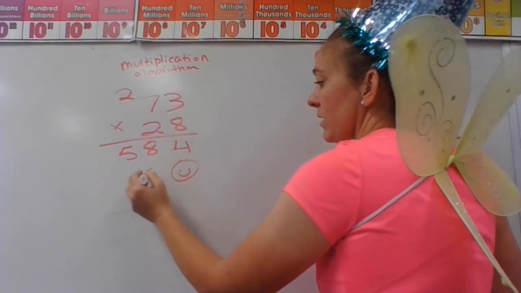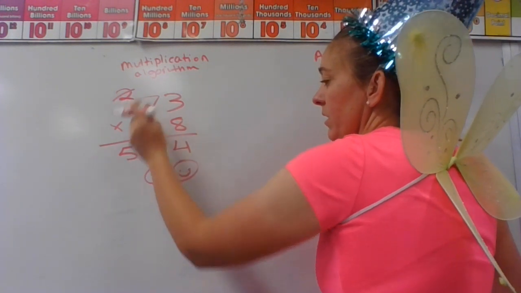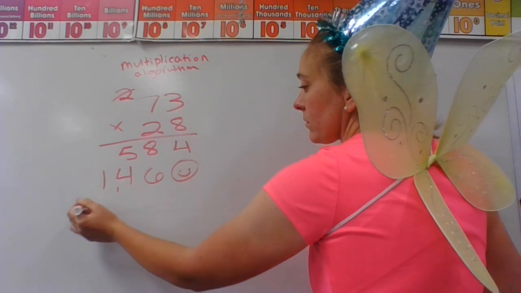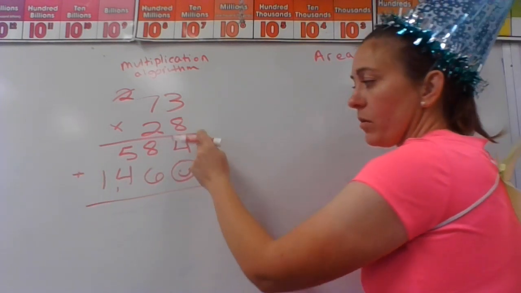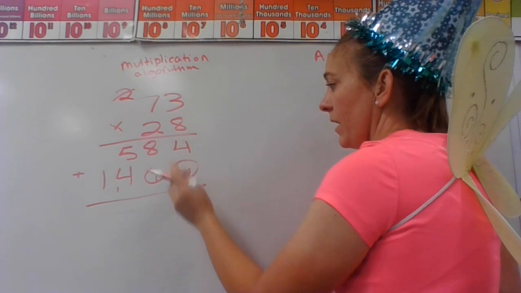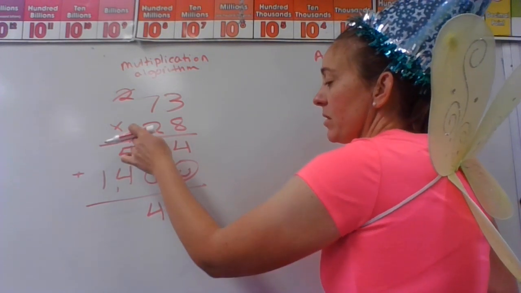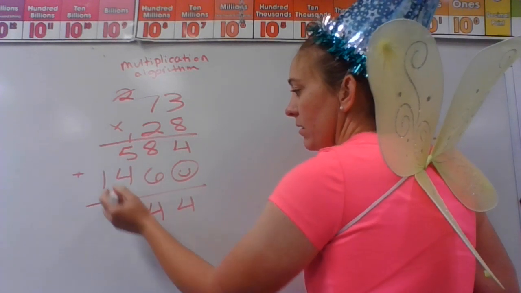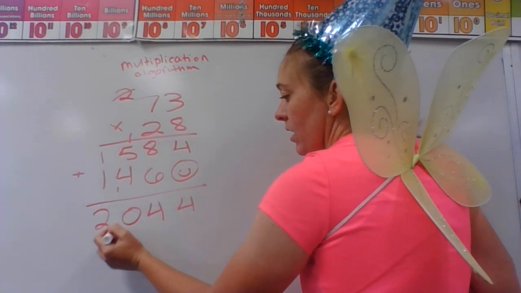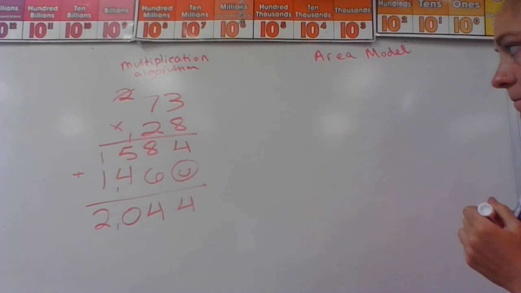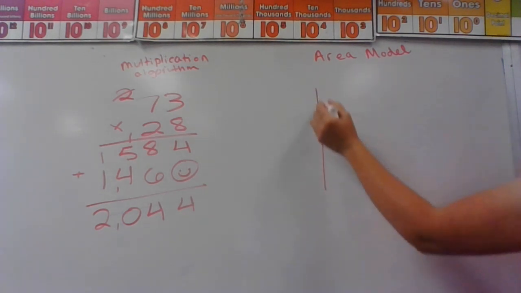2 times 3 is 6. And 2 times 7 is 14. Add those up. 4 plus 0 is 4. 8 plus 6 is 14. Drop the 4, carry the 1. 5 plus 1 is 6, plus 4 is 10. 0 and 1, and 1 plus 1 is 2. 2,044. All right, so let's set up our area model now.